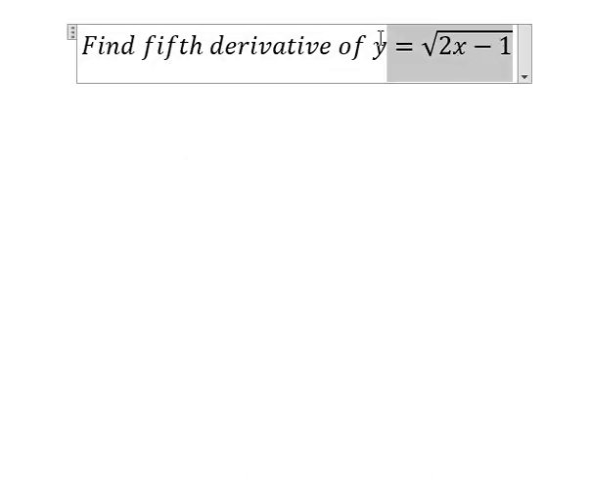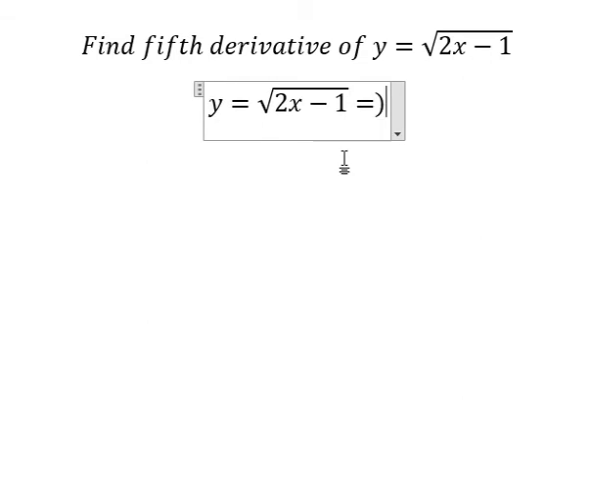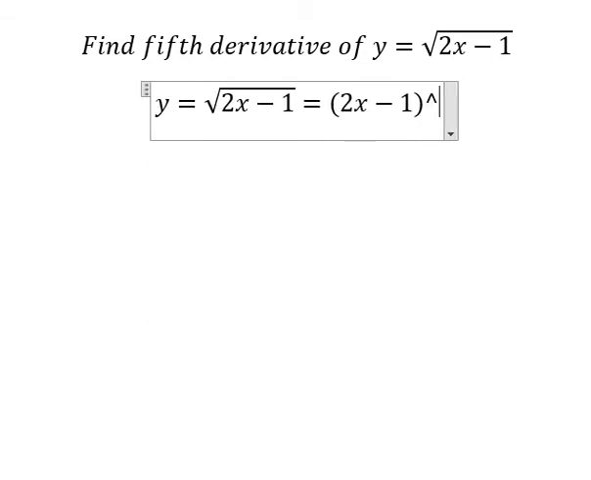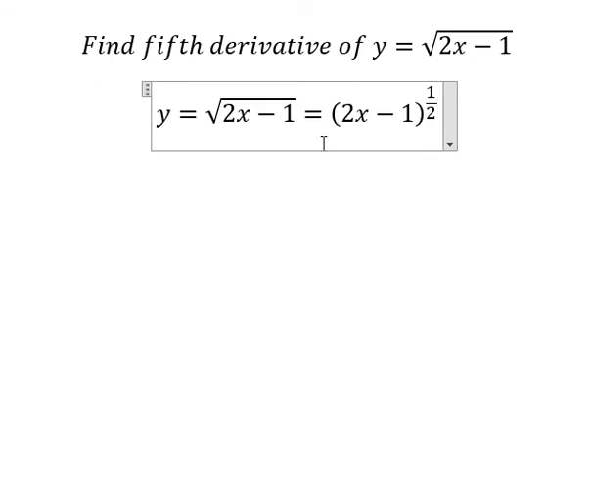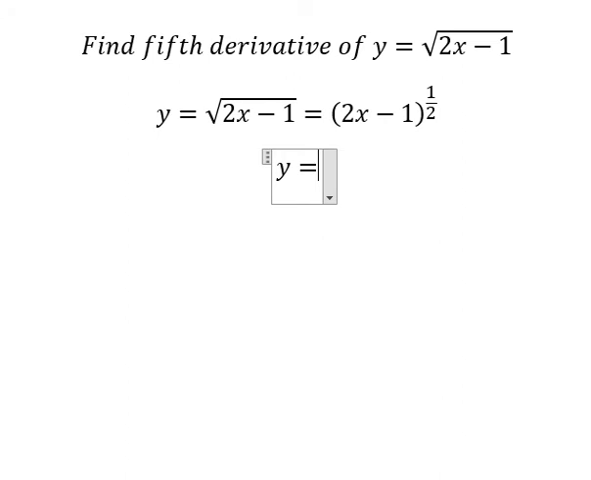So before we do the first derivative, we can change the square root of 2x minus 1 into (2x minus 1) to the power of 1 over 2, because the square root represents the power of 1 over 2. Now I will apply the formula here. We have y equals (ax plus b) to the power of c.